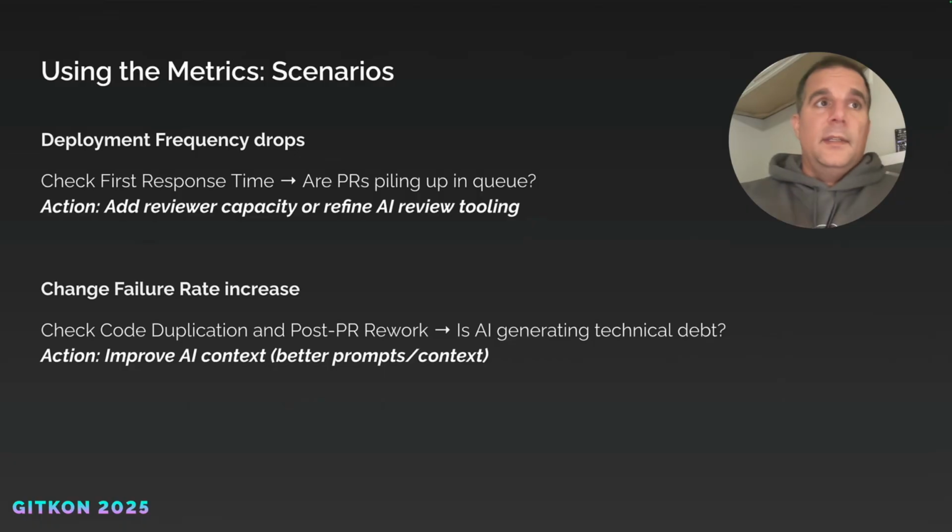And then another one, obviously, for change failure rate: if it's going up, meaning we're seeing more bugs shipped to production or to our deployment branches, you want to look at that post-PR rework or code duplication. Is AI generating technical debt? You can work with your team to get better context and better prompts through your tools to have a better outcome. Right now, maybe it's product writing the requirements. If you're including those in your prompt context, they might not be good enough.